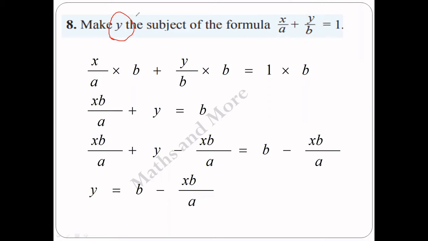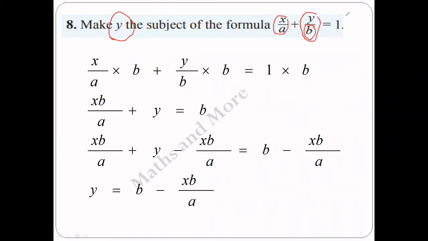Now, I want to keep only Y in the left. So I want to remove this denominator B. If I want to remove this denominator B, you can't multiply only this one by B because there are 2 terms in the left.